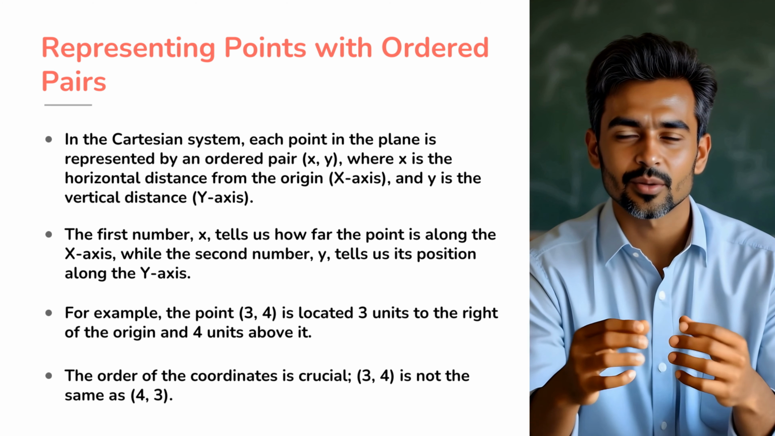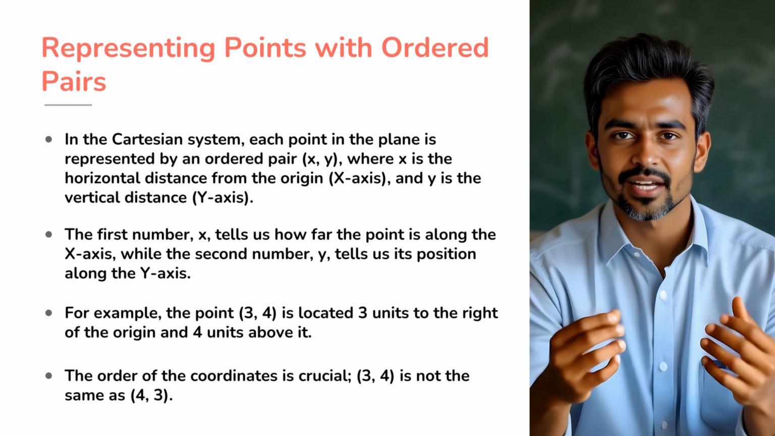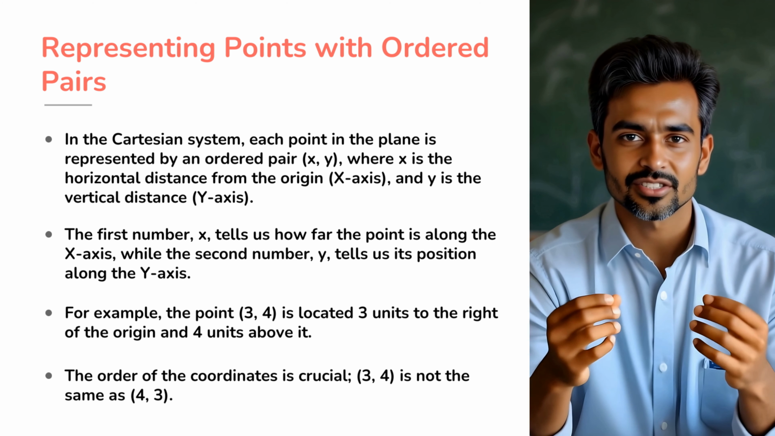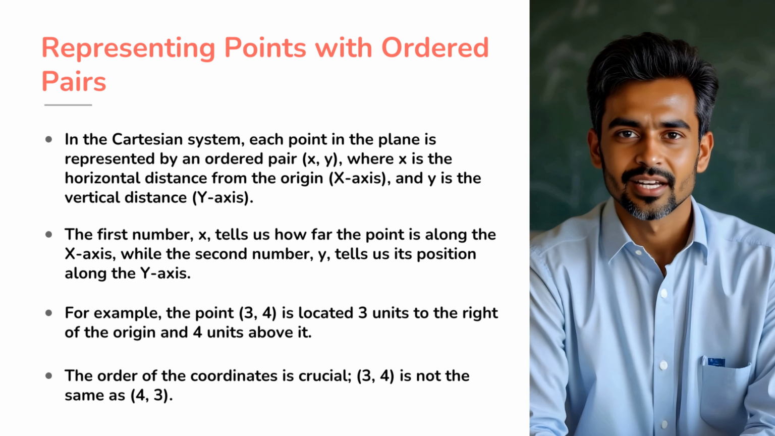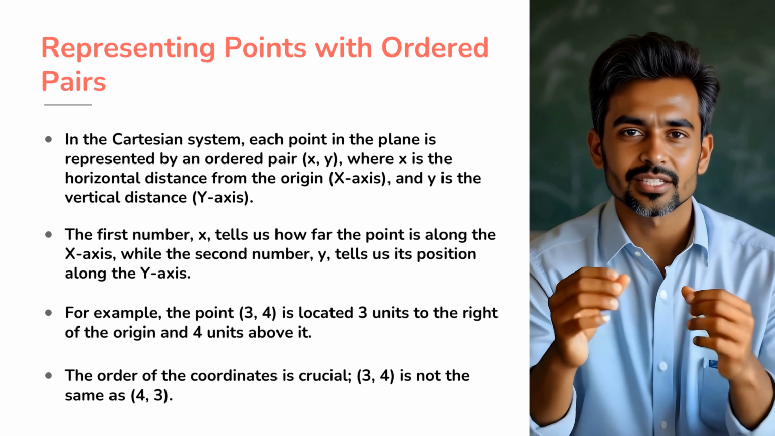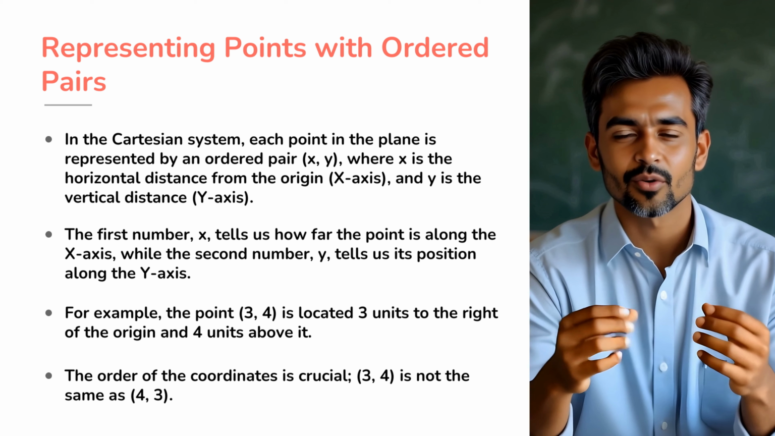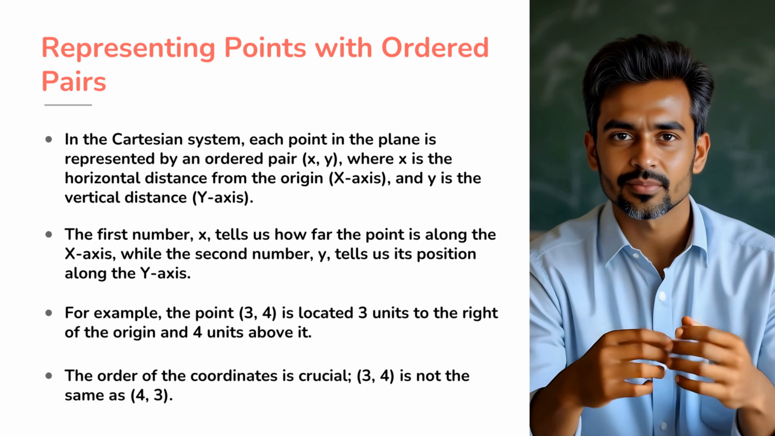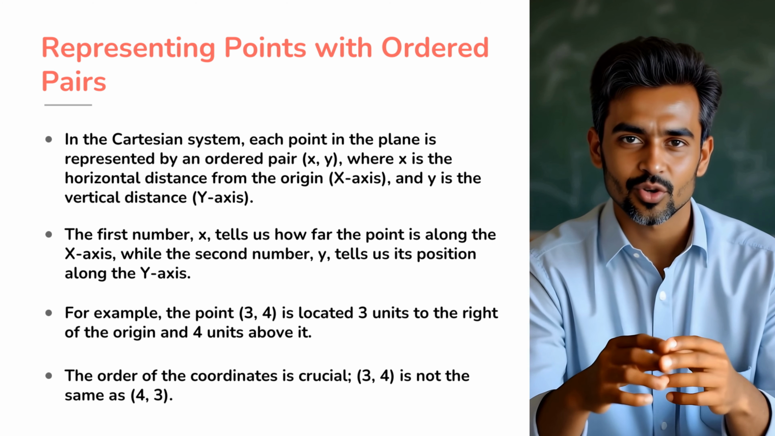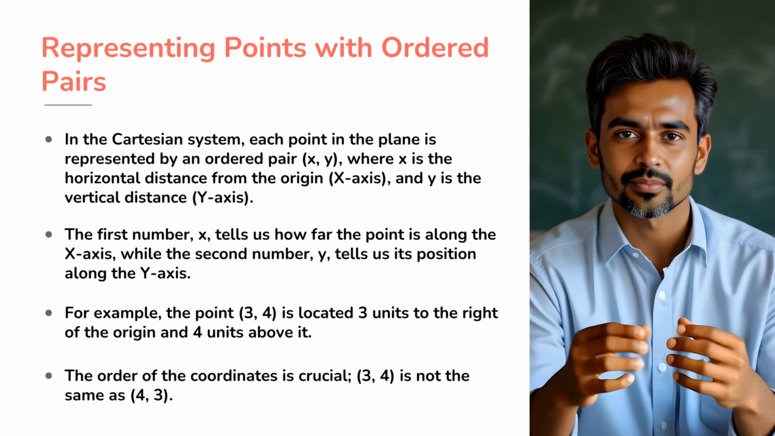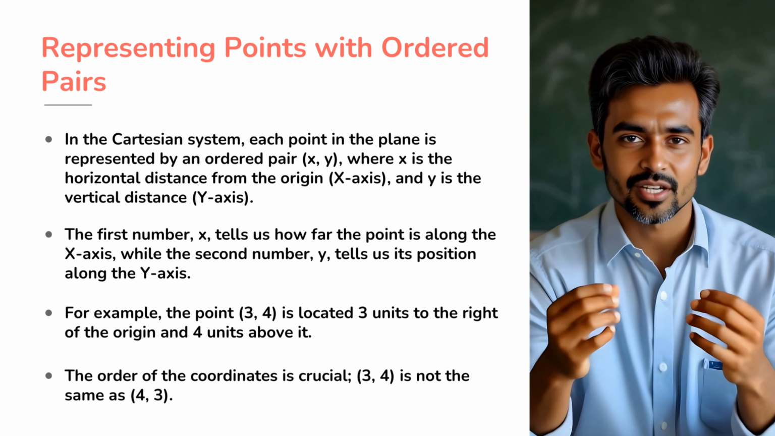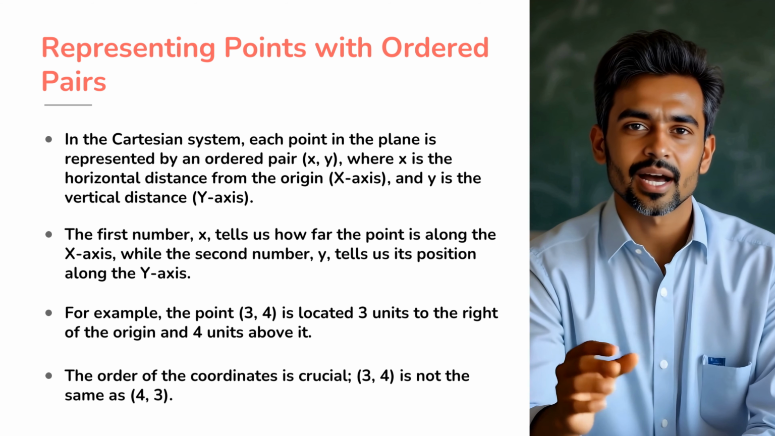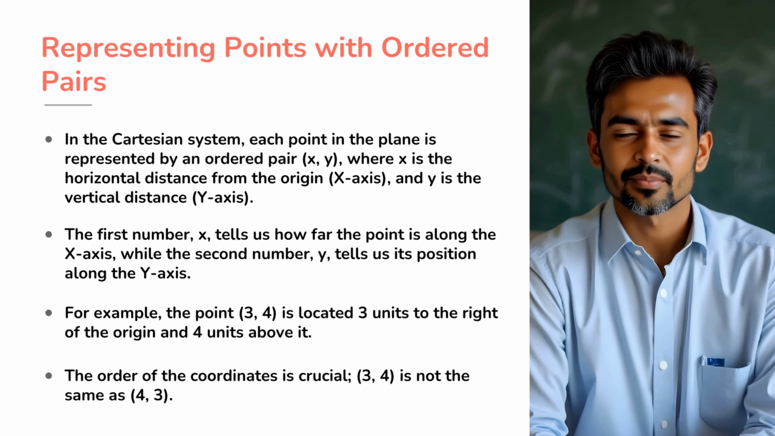For example, the point (3, 4) means we move 3 units to the right along the x-axis and 4 units up along the y-axis. You could think of it like following a map. The x-coordinate tells us how far to go east or west, and the y-coordinate tells us how far to go north or south. It's very important to note that the order of the coordinates matters. The pair (3, 4) is different from (4, 3). The first number is always the x-coordinate, and the second is the y-coordinate.